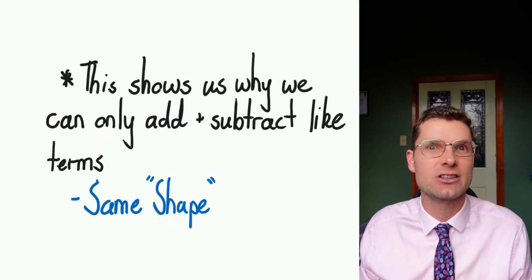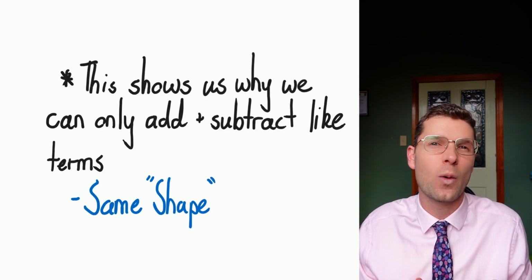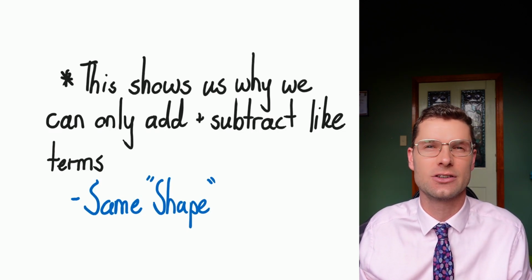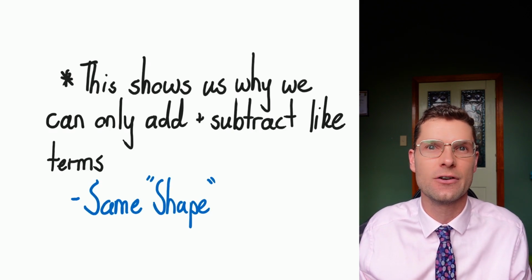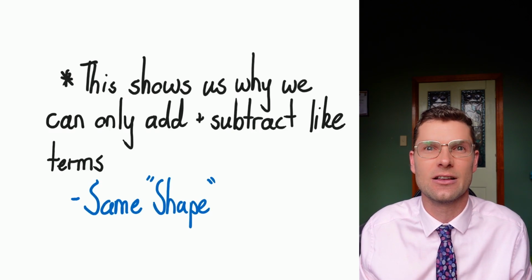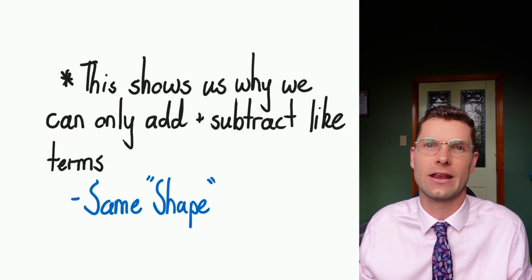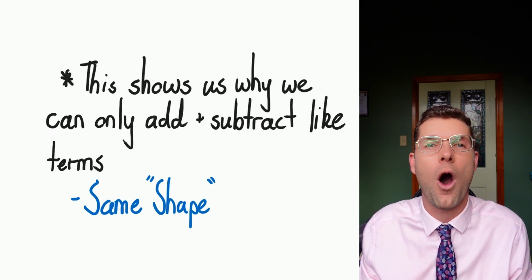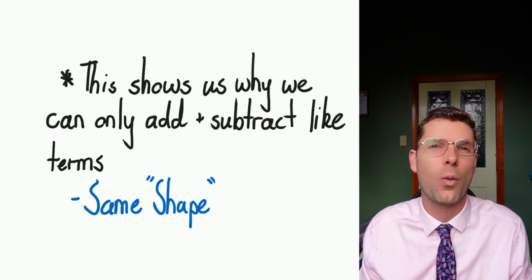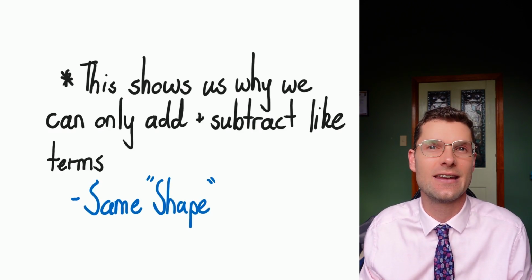So the reason that we're assigning a shape to a variable is we can actually see very easily why we can only add and subtract like terms. We're going to see if we've got two different shapes, it's really hard to find the area very quickly because we're not just dealing with the same rectangle over and over again. So having an idea of why we can add and subtract like terms only is going to make it really hard to make mistakes when we're working out these questions in an exam condition.